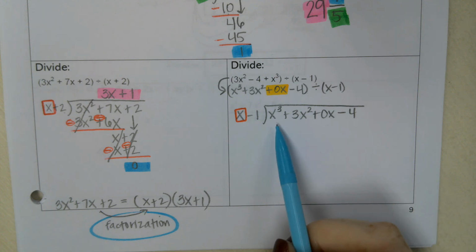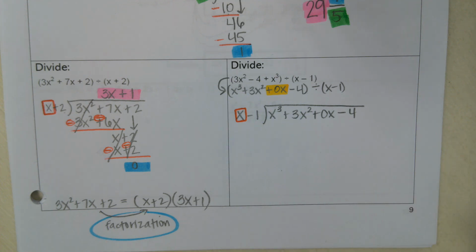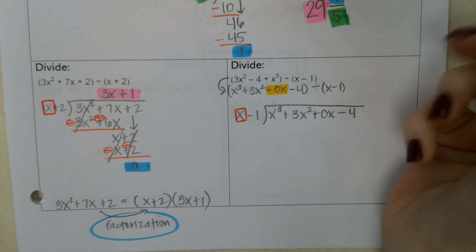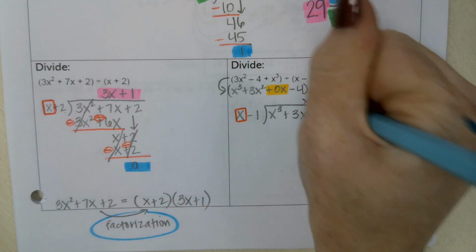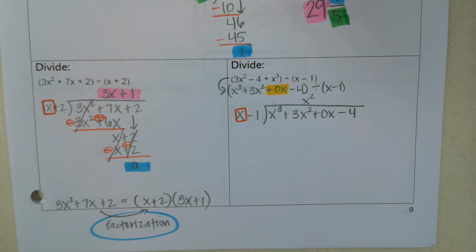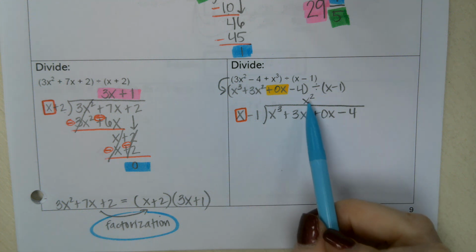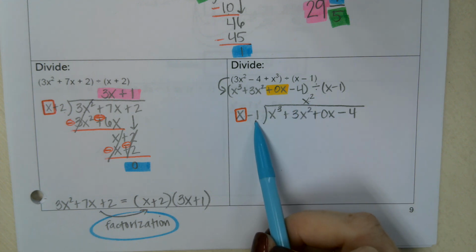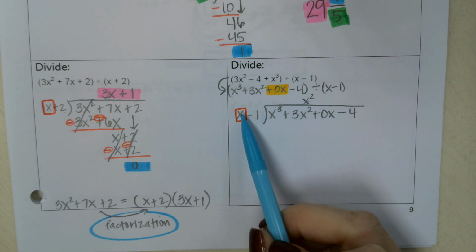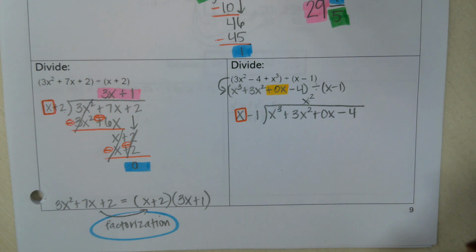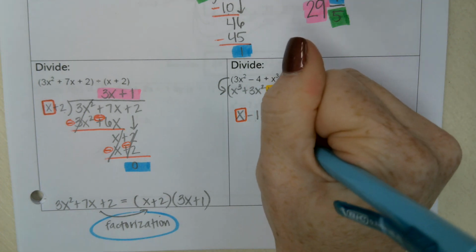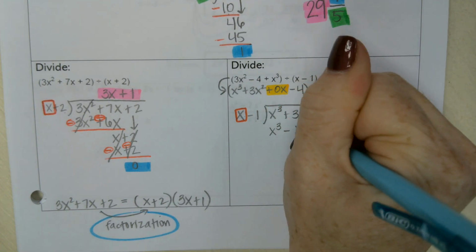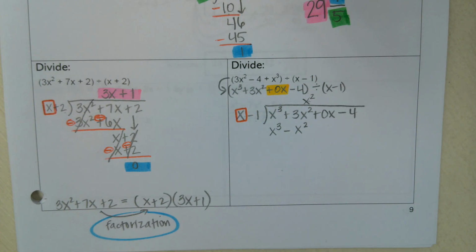My goal is to get x cubed. What would I multiply by x to give me x cubed? X squared. X to the second power. Okay? Now, this x squared gets multiplied by both of these terms. X squared times x, x squared times negative 1. That gives me x cubed minus x squared.